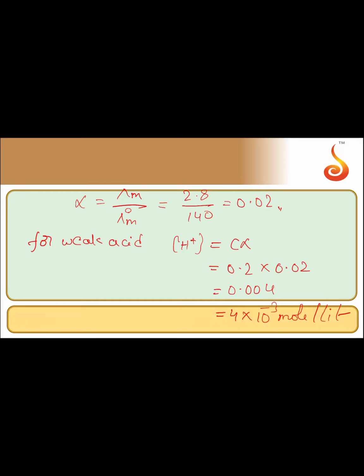By using this H plus ion concentration, we can calculate the pH value. pH is equal to minus log H plus ion concentration. Minus log of H plus ion concentration, which is 4 into 10 power minus 3. This is log of A into B, where A is 4 and B is 10 power minus 3. So we can write it as log A plus log B: log 4 plus log 10 power minus 3.